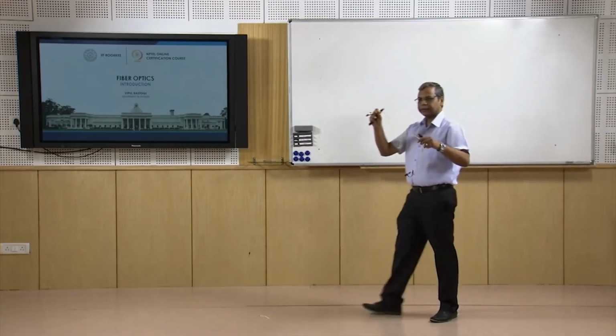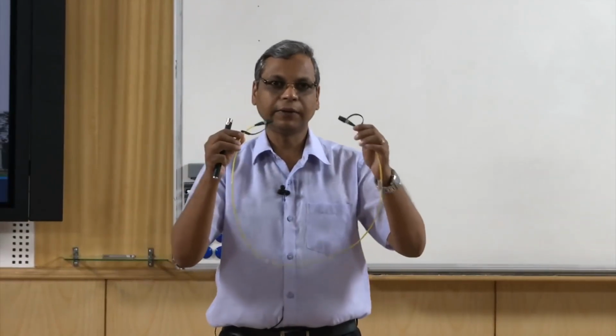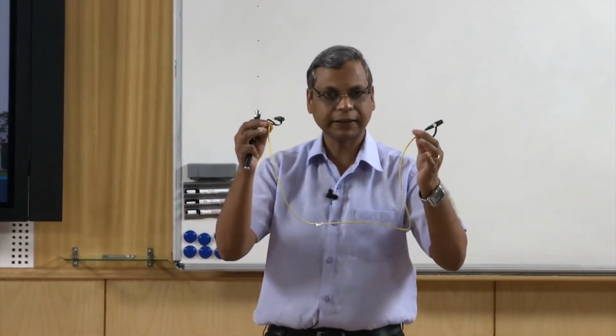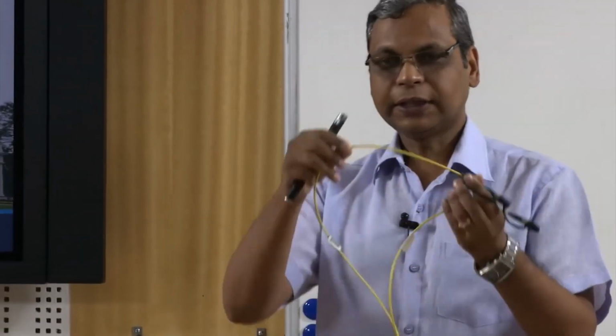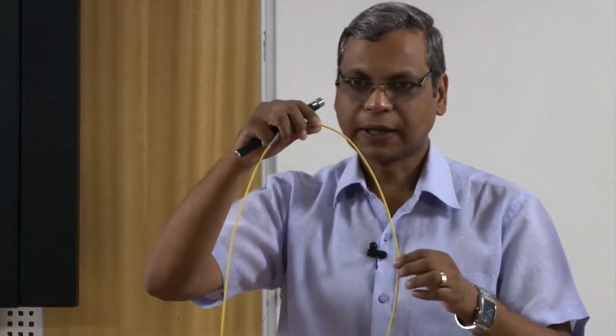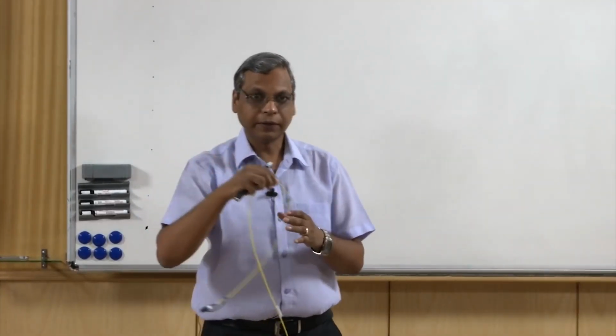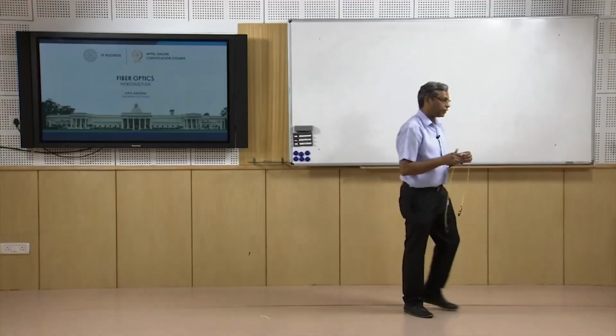We also see something like this. This is a fiber which is jacketed. It is a similar fiber to the one I showed you earlier. It is jacketed. You can notice the color. The color of the jacket is yellow, and it signifies it is single mode fiber. Well, what is a single mode fiber? We will learn as we go along.